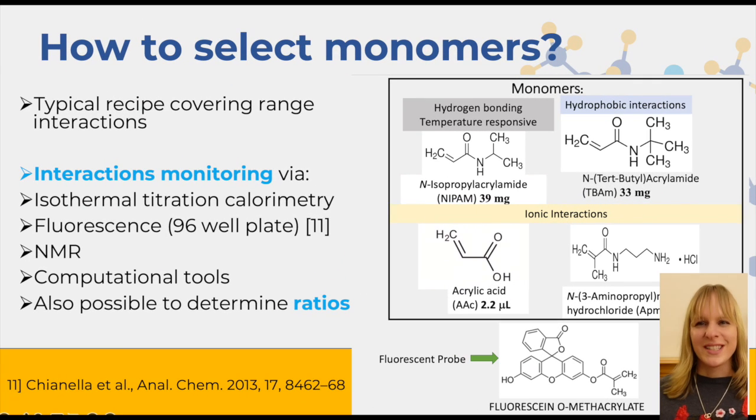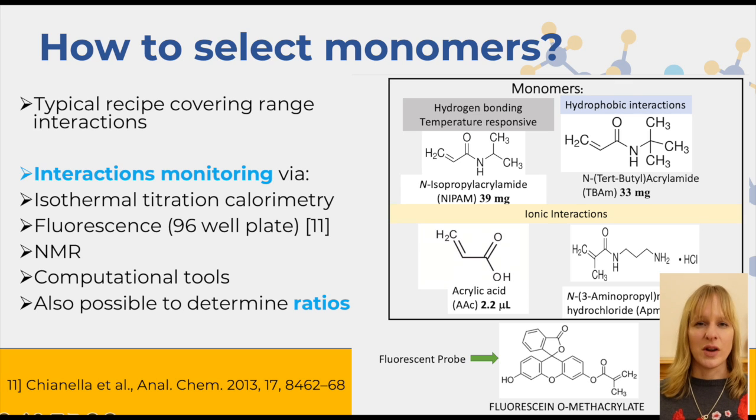It can be pretty time consuming developing and optimizing a MIP for a specific target. So the first question that you might want to ask is, what is the best way of selecting certain monomers? If you don't have a lot of computational tools available, and you're working with a protein, you can go for a standard recipe to start off with.